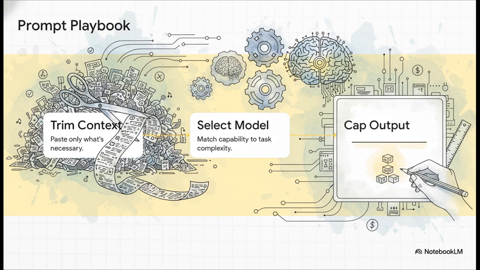Number 2, consciously select your model. Ask yourself, do I really need the heavy lifter for this? And number 3, explicitly cap the output length. Tell the AI you want a 3-bullet summary or a 200-word limit. Don't let it just ramble into a full essay. That directly drops your output tokens without ruining the usefulness of the answer.